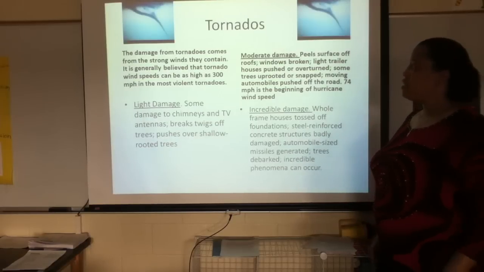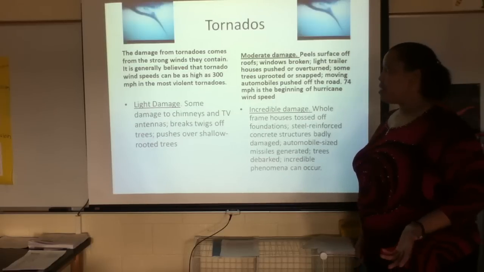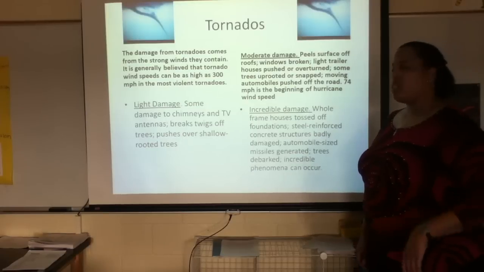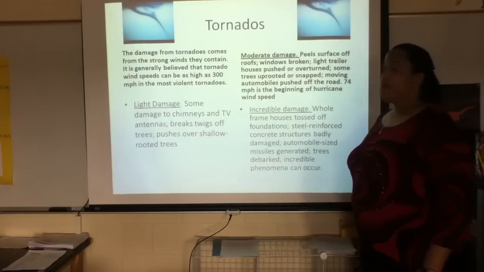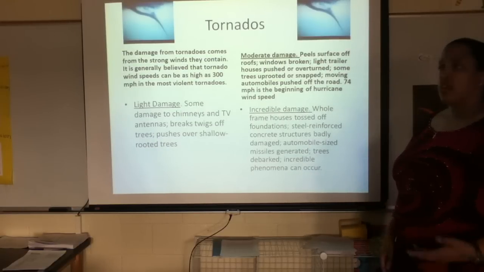And there are 3 categories of damage. You can have light damage, which is some damage to chimneys and TV antennas. They break twigs off of trees and push shallow-rooted trees over. Or we can have moderate damage, which is medium damage, and it peels the surface off of roofs.